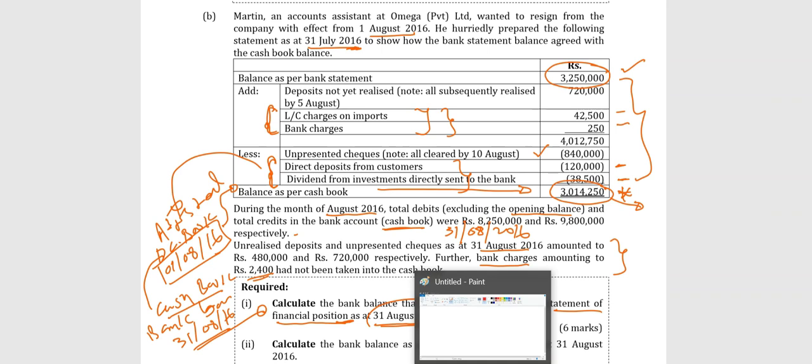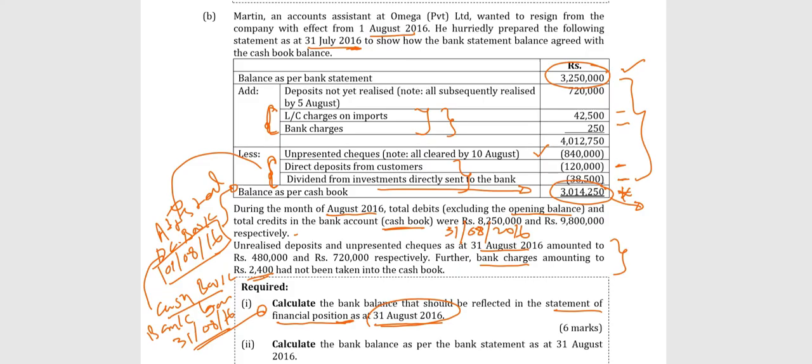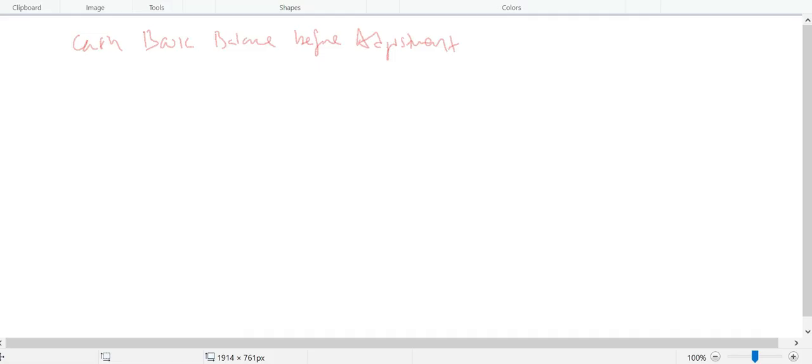So first of all, you take the cash book balance before adjustments. How much is that? 3,014,250.